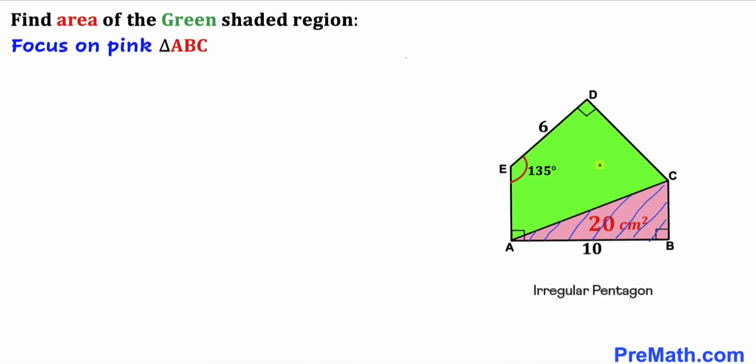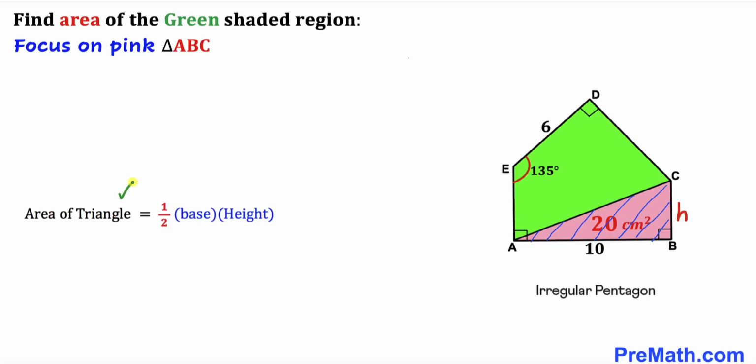Let's focus on this pink right triangle ABC, whose side length is 10 centimeter and the area is 20 centimeter square. And now let's recall the area of a triangle formula. Area equals half times base times height. In our case, our base is 10 and our height is lowercase h. Let's go ahead and fill in the blanks in this formula.